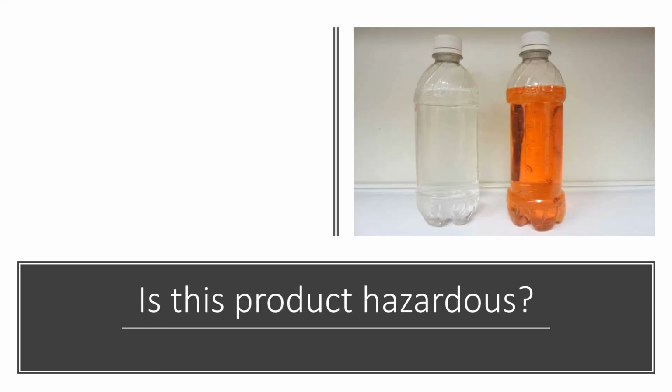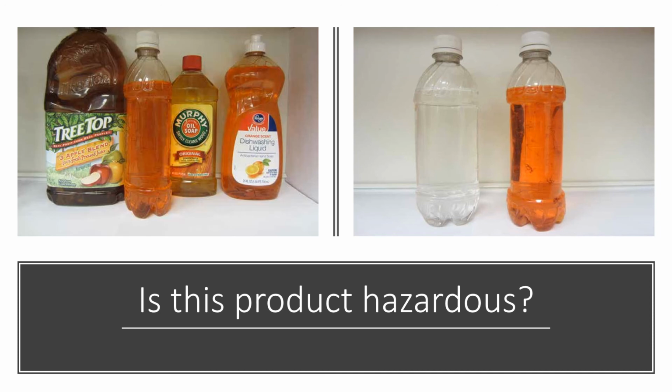Is this product hazardous? How do you know? One looks like a water bottle. I don't know what the other one is. Look, there we can see. Well, this liquid has the same color as apple juice as well as some soap. So do you know if it's actually for consumption or really just a cleaner? Labeling is very important for all waste.